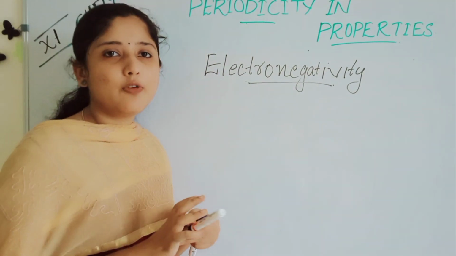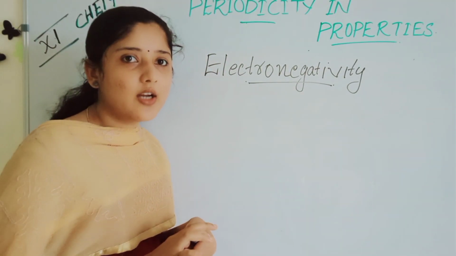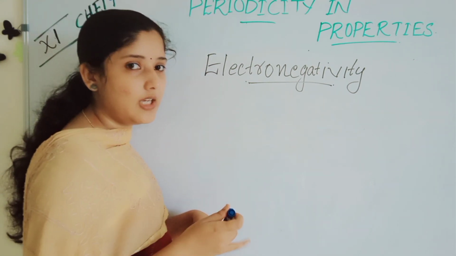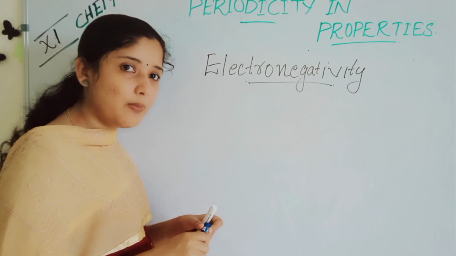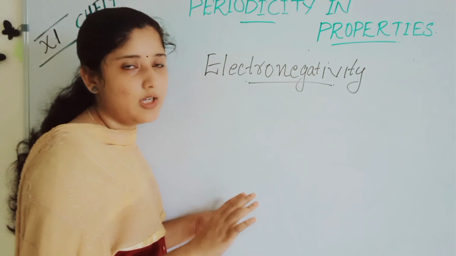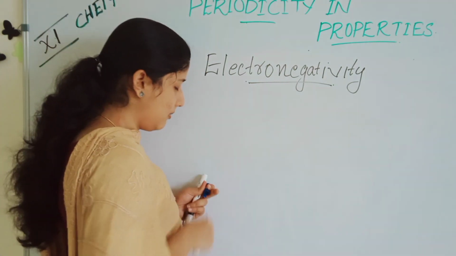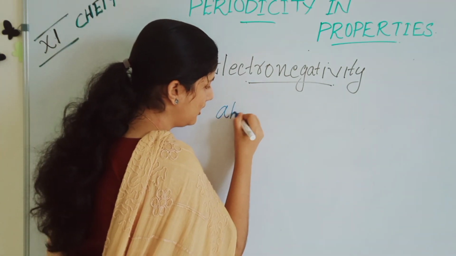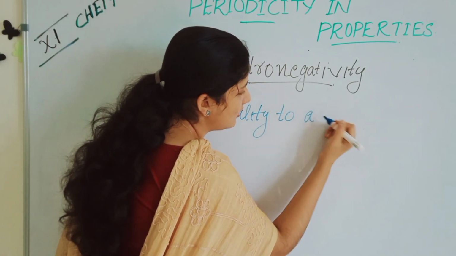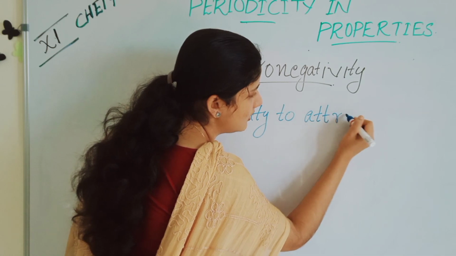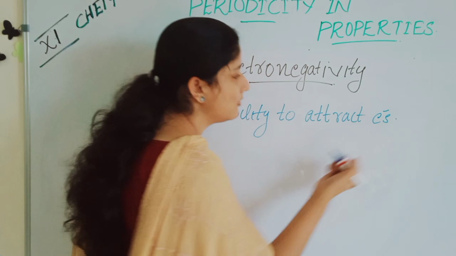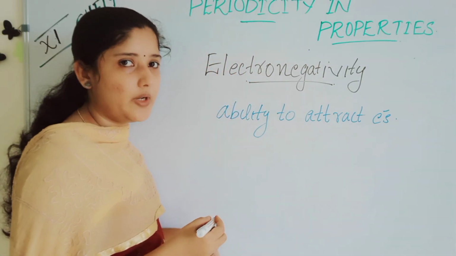The ability of an atom to attract a shared pair of electrons to itself is called electronegativity. It is the ability of an atom in a chemical compound to attract electrons to itself. This is called electronegativity.